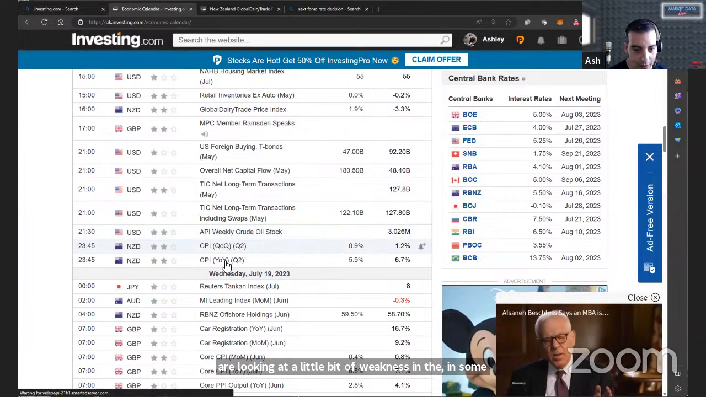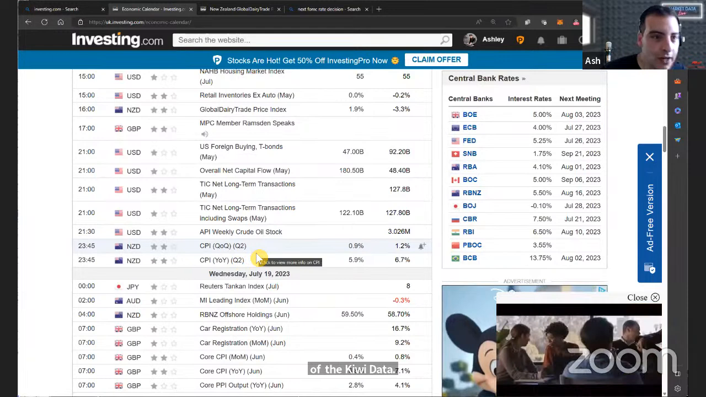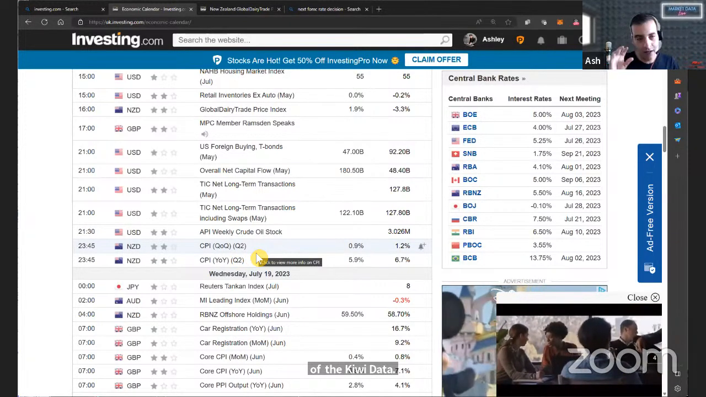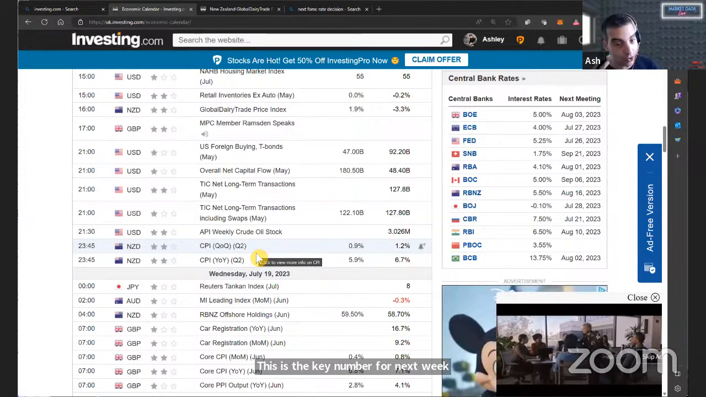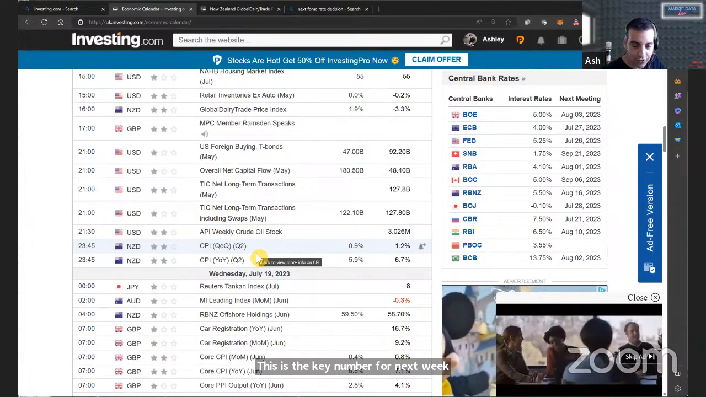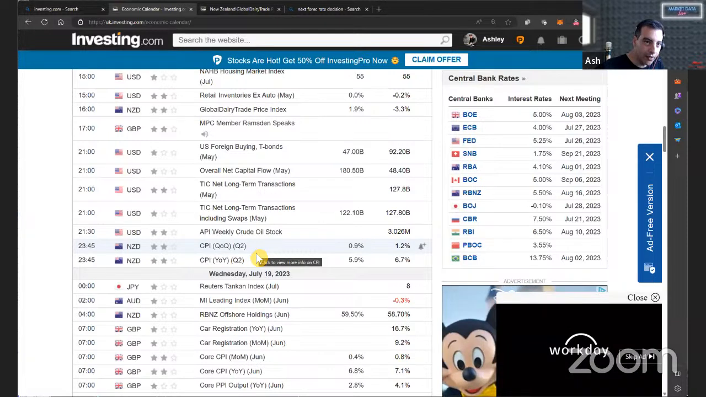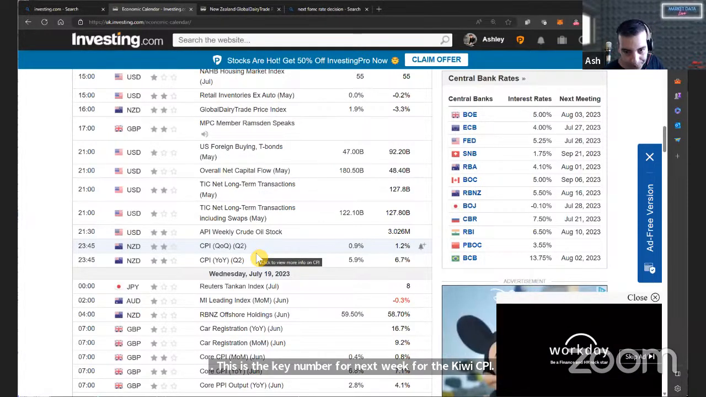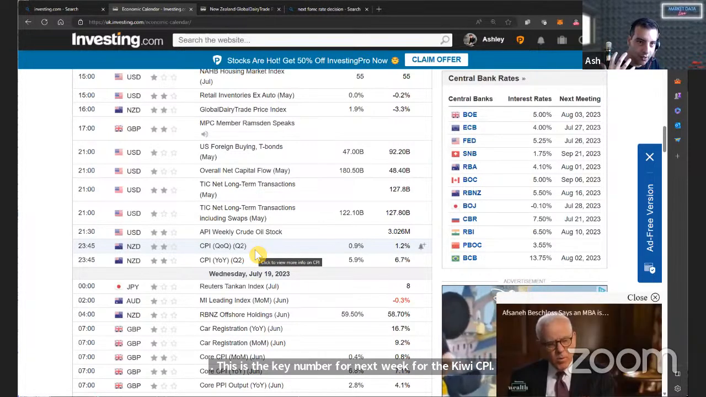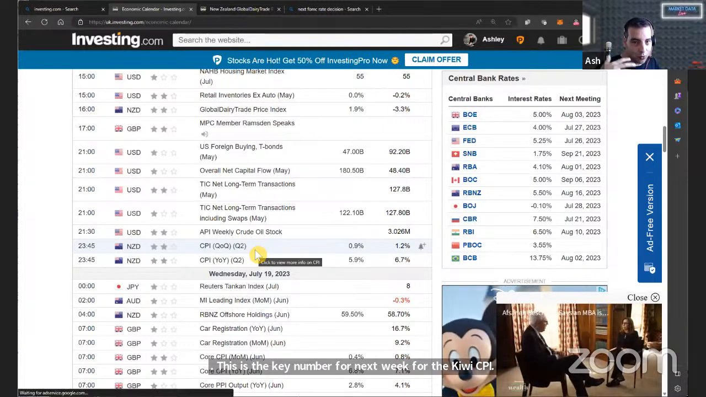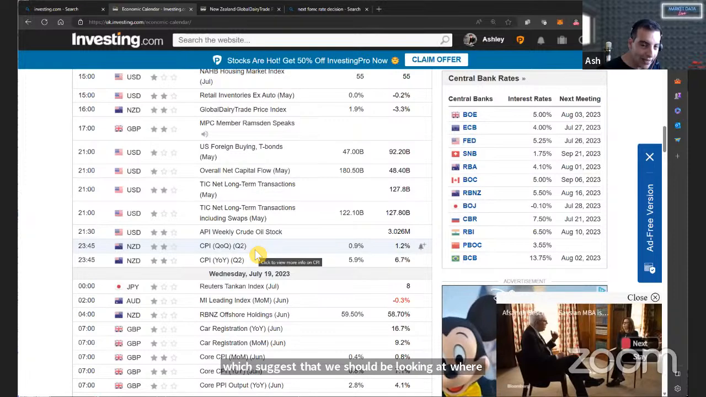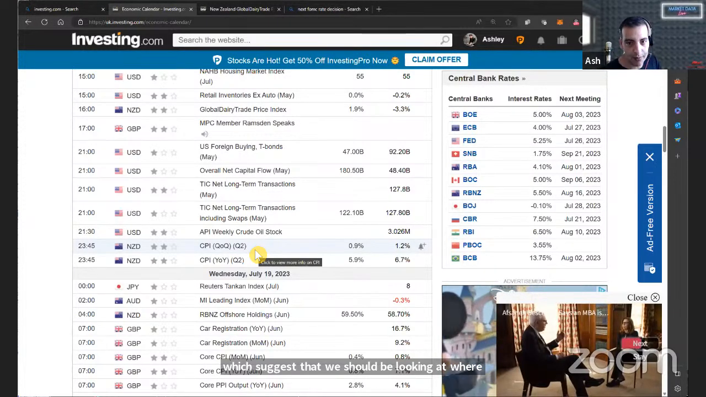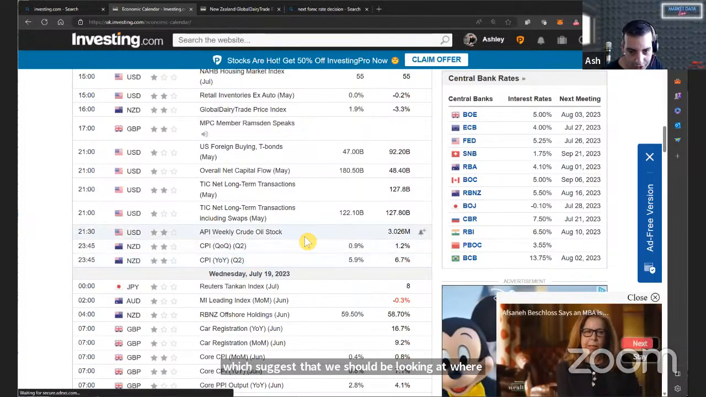This is the key number for next week for the Kiwi CPI. Where is inflation headed? If inflation is headed lower, that is going to put pressure on the Kiwi, and that could be the trigger that gets us off and running on the Kiwi yen. So we've got chart patterns and seasonal patterns, which suggest that we should be looking at Kiwi weakness. But really, to get the move, we're going to need this fundamental data to match.